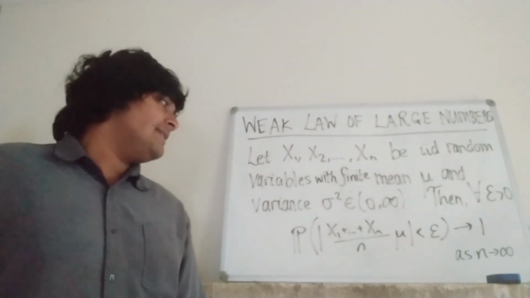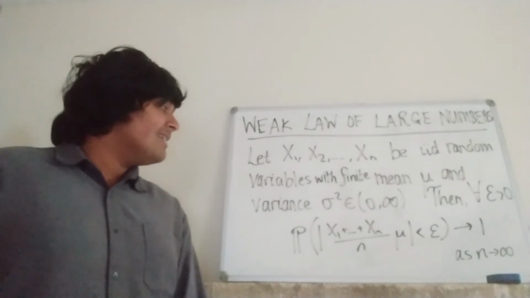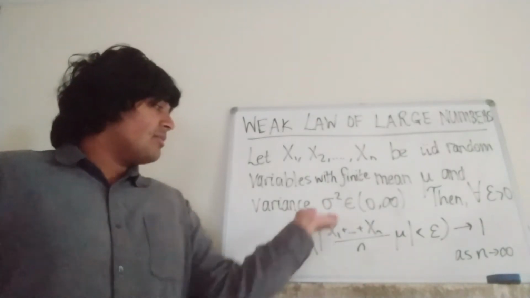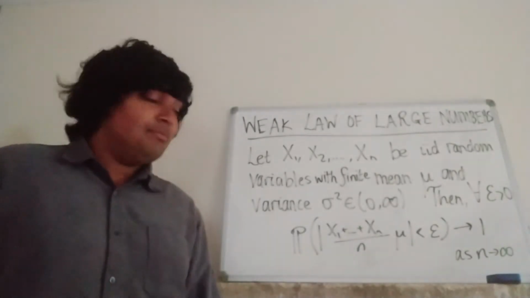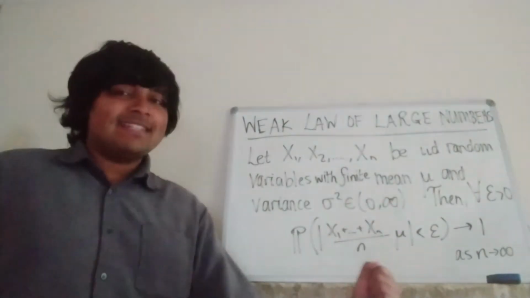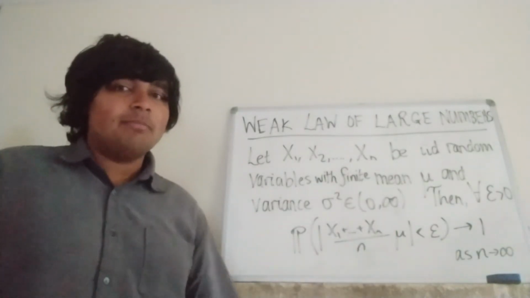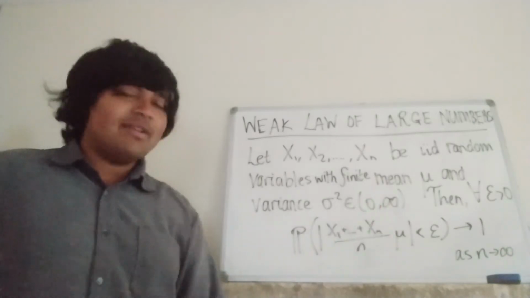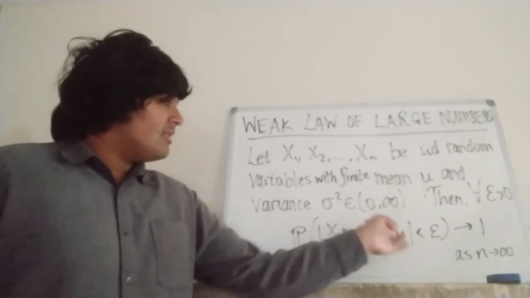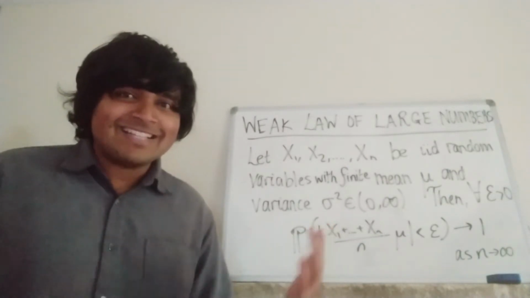So the probability that the difference between (x1 plus all the way up to xn) divided by n, minus mu, in other words, the distance between this thing here and the mean mu, is less than epsilon, is going to tend to 1. So in other words, this is going to tend towards the mean mu, which is exactly what I said at the start. The mean of all these random variables is going to tend towards the mean mu. Anyway, I'm going to be proving this theorem. Let's get stuck in.